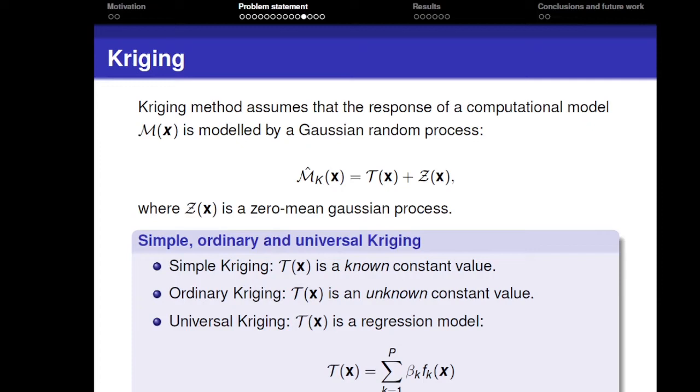We turn now to talk about Kriging. Kriging assumes that the response of a computational model is modeled by a Gaussian random process with two parts, T and C. C is a zero-mean Gaussian process, and depending on the nature of T, we can talk about simple, ordinary, and universal Kriging. Simple Kriging if T is a known constant value, ordinary Kriging if T is an unknown but constant value, and universal Kriging if T is a regression model like this one.